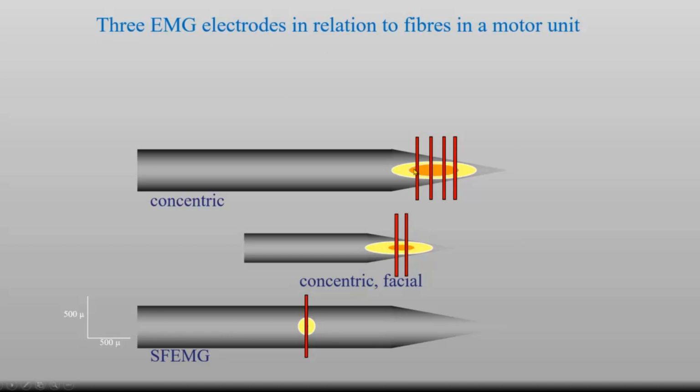Here is a schematic drawing of how many muscle fibers we can have across the electrode when we indicate the positional fibers as we see it statistically. It's usually about 200 micron between two muscle fibers in a normal motor unit. So many fibers are over the concentric electrode, fewer over the concentric facial, and just one fiber over the single fiber electrode.